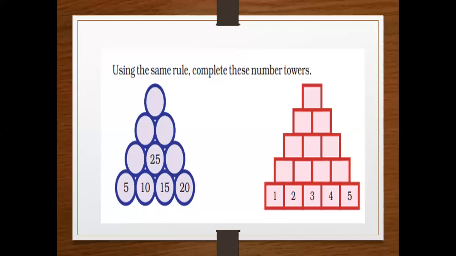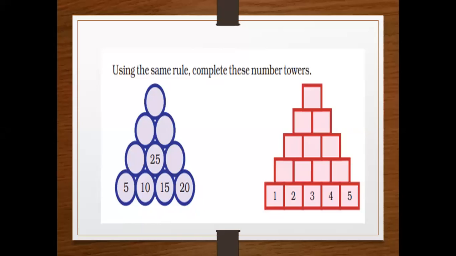See, the bottom has 4 circles: 1, 2, 3, 4. Then 1, 2, 3 circles. Then 2 circles. At the top only 1 circle. The numbers at the bottom are 5, 10, 15, 20. Adding 10 and 15, you get 25. That is given to us.